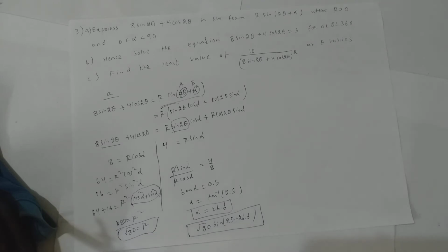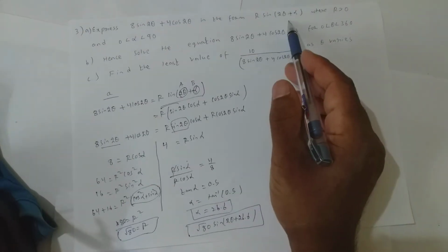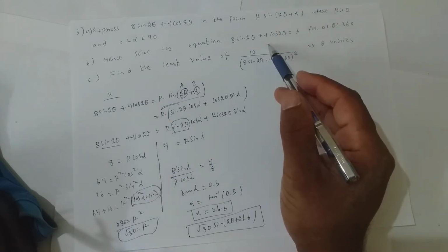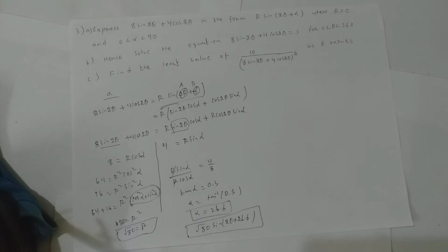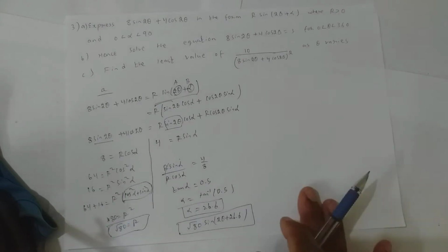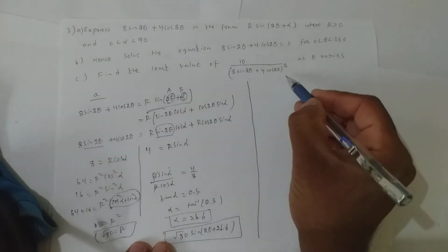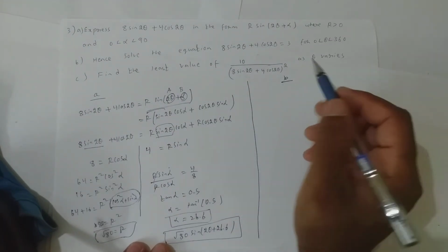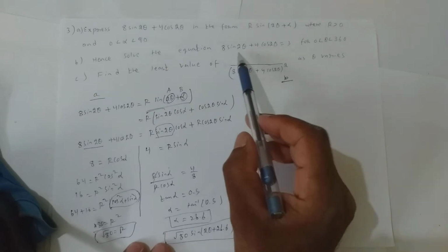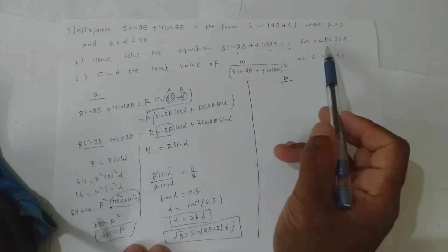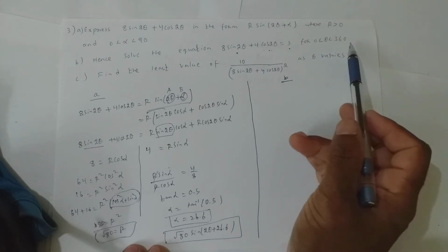Am I clear? You should not get scared of this 2 theta. On the other side also 2 theta is there, so it doesn't make much difference. In part A it makes no difference; in part B it does. How does it make a difference? See here. Now part B, read. Hence solve the equation 8 sin 2 theta plus 4 cos 2 theta equals 3 for theta between 0 and 360.